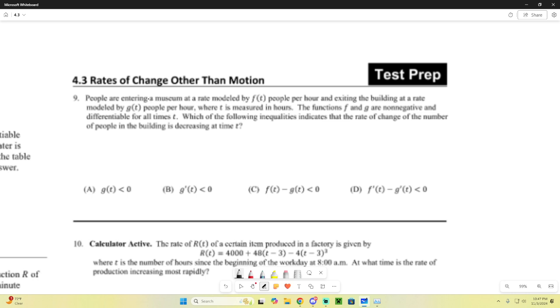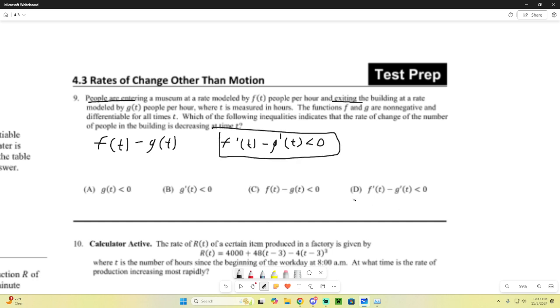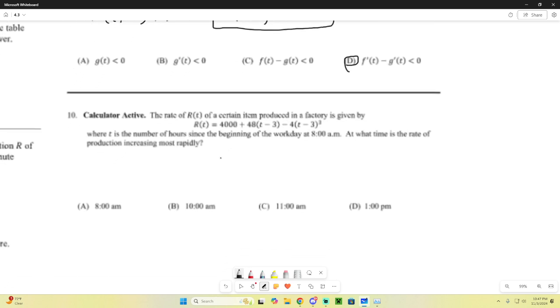Alright, so the number of people in the building can be calculated by the people entering minus the people that are leaving. So the number of people in the building can be modeled by f of t minus g of t, right? So when it's decreasing, the derivative is less than 0, so we just take the derivative of this and set it less than 0. So f prime of t minus g prime of t is less than 0, and that's our answer, which is answer choice D.